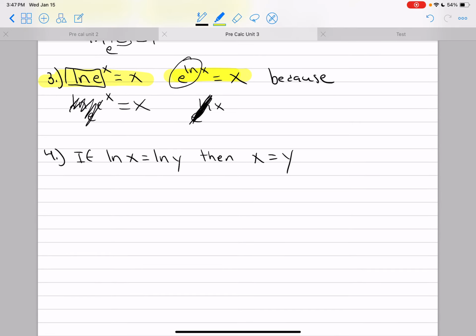Finally, part 4 says if the natural log of x is equal to the natural log of y, then x has to equal y, which makes perfect sense, right? ln x equals ln y. Well, if these parts are the same, then these parts must be the same. So x and y have to be equal to each other, because it only makes sense. And again, these are the exact same properties that we just had with logs 2 days ago.